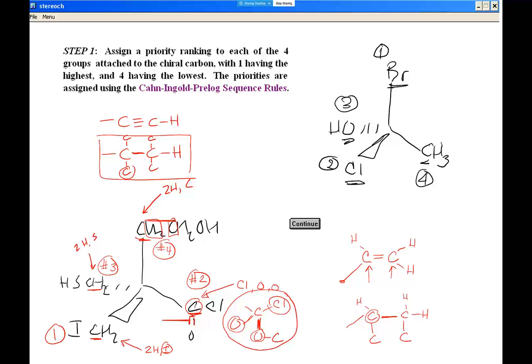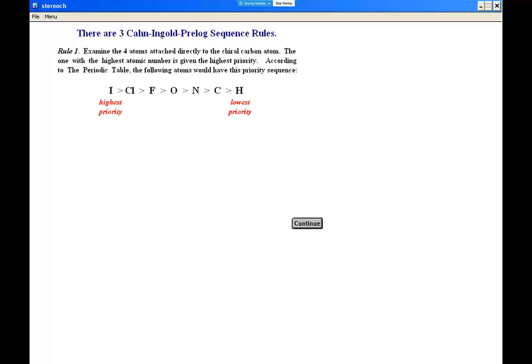Because in this case it didn't matter, but in future cases it might. So let's say, for the sake of argument, I had a C double bond C, and over here I had a CH. I'm going to probably get in trouble here, but let's say I'm comparing those two groups.